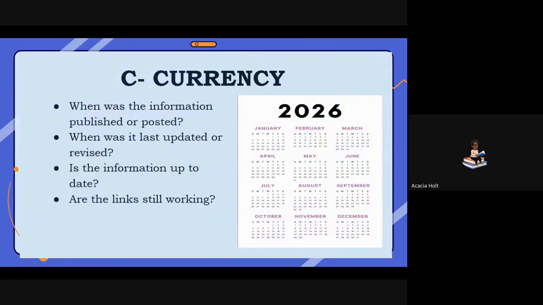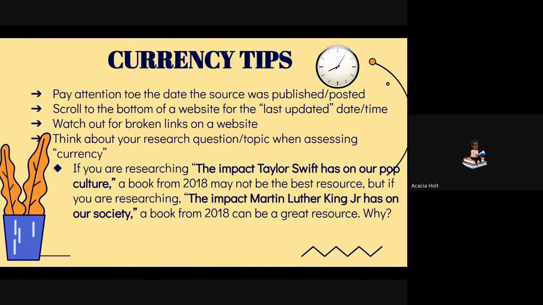So C for currency, we're going to see, well, when was this information even published or posted? When was it last updated or revised? Is the information up to date? Are the links still working? Some currency tips. So if you are online and you are looking at a website, a book, or an article to answer a research question, we want to pay attention to the date that it was published or posted. So if it's online, has it been updated in the last week or so? You can usually scroll to the bottom of a page and see the last time something was updated.